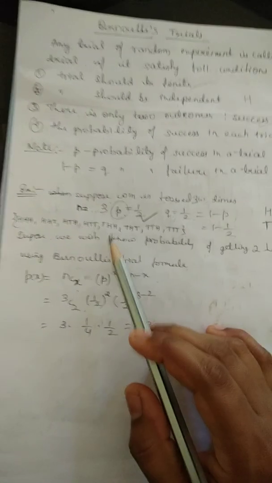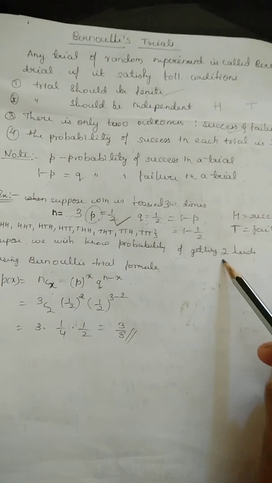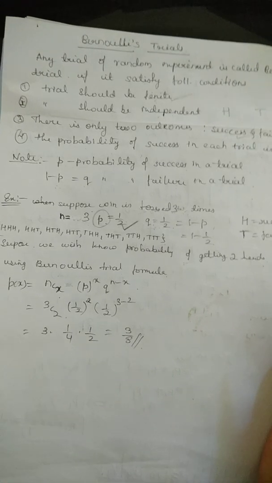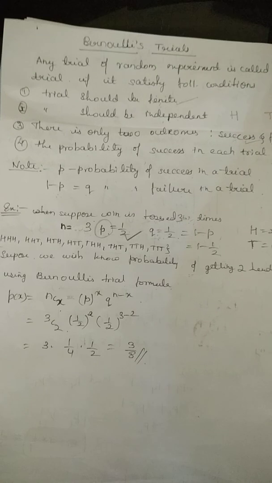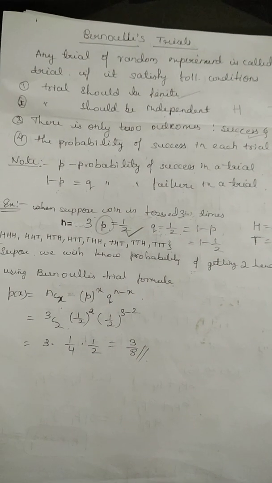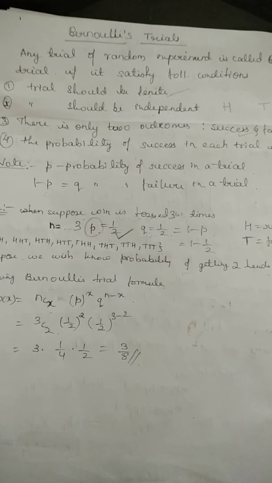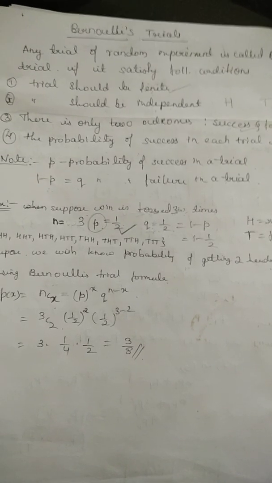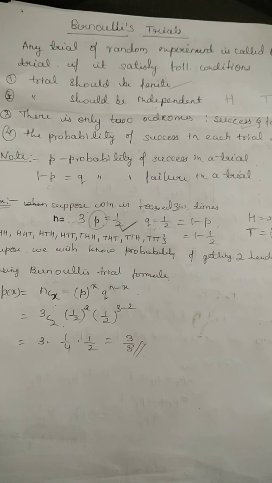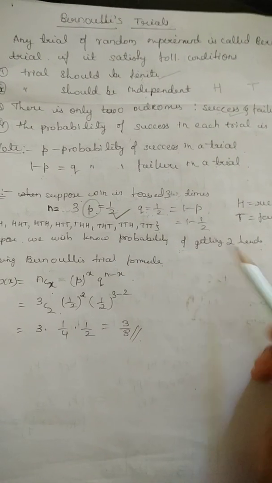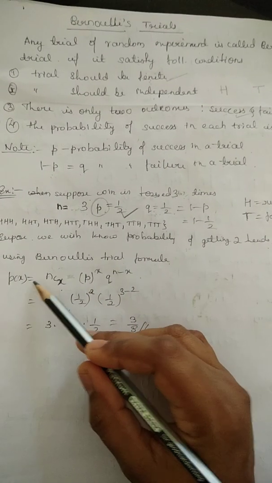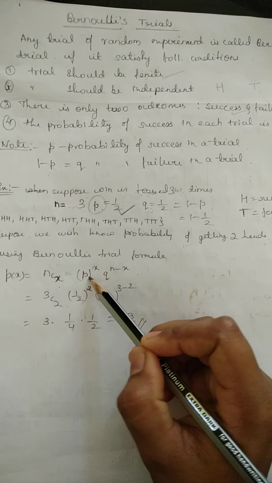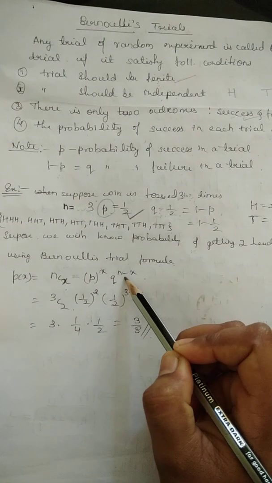Now suppose we wish to know the probability of getting 2 heads as success in how many trials? 3 trials. Then using the Bernoulli's trial formula, you can find out the probability of getting 2 heads. The formula is like this: P of x is equal to nCx P raised to x Q raised to n minus x.